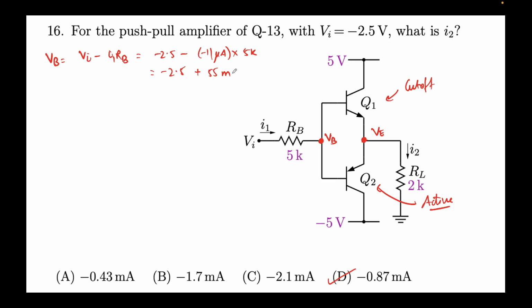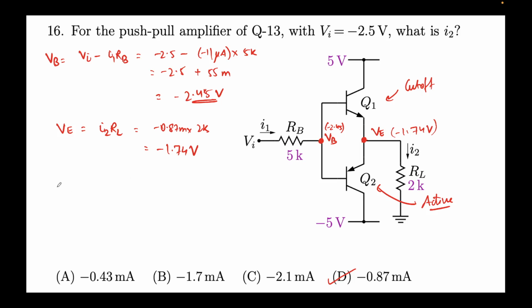So 55 milli is 55 by 1000, and we have to add minus 2.5 to that, so that comes out to be minus 2.45, let's say I'm rounding it off, minus 2.45 volts. So this node is at minus 2.45. Let's calculate VE. VE minus 0 over RL is nothing but I2, so VE is I2 times RL. I2 we had obtained, minus 0.87 milli times RL, which is 2K. So 0.87 times 2 is 1.74, minus 1.74 volts. So this node comes out to be minus 1.74 volts.